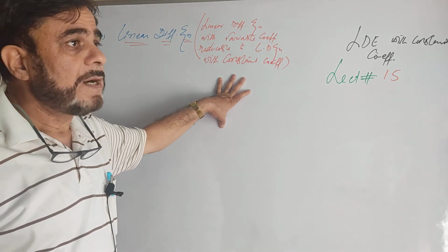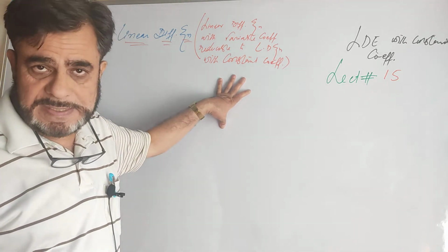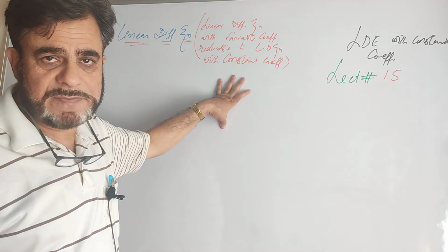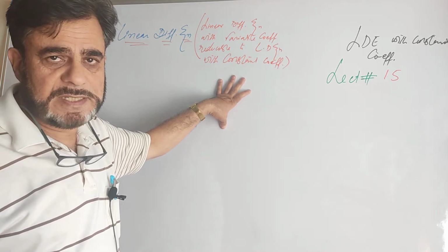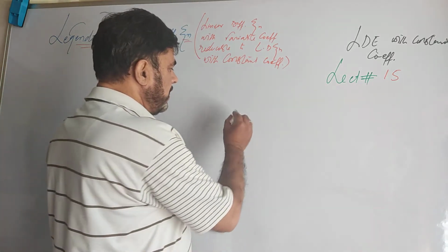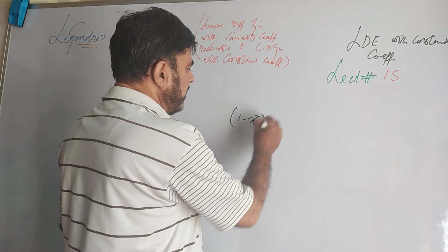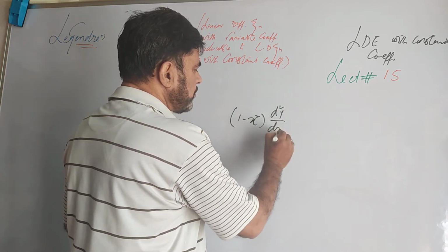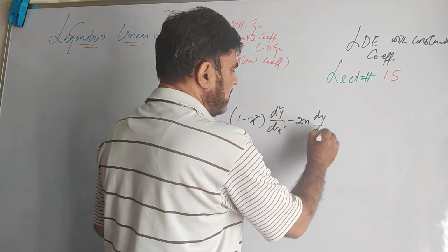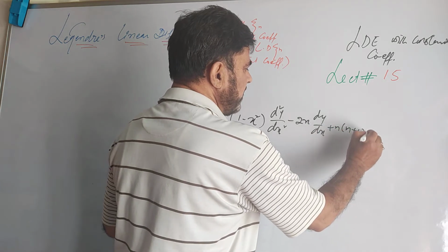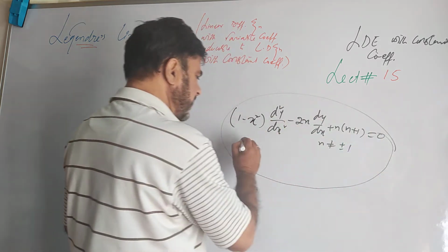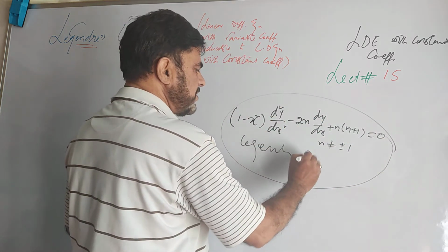Well, some students who have in their syllabus Legendre's differential equation and Bessel's differential equation in power series solution should not get confused. I will write that equation here: 1 minus x square d2y by dx square minus 2x dy by dx plus n times n plus 1 y equal to 0, where n is not equal to plus minus 1. This is also Legendre's differential equation.